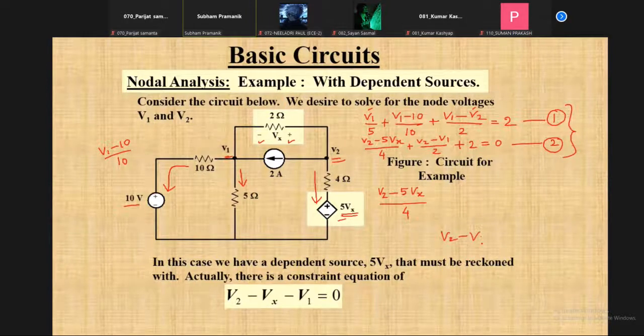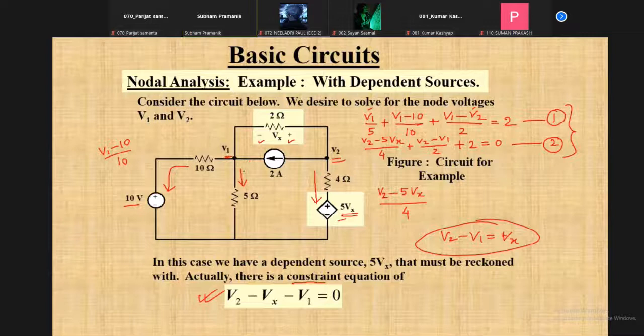Same thing, so I use KVL there. V1 plus Vx equal to V2. You see, whenever I mark V1, that means it is the voltage measured with respect to ground. Similarly, V2 is the voltage of this node with respect to ground. So basically, if you consider this entire loop, voltage V1 across this, then Vx, so Vx plus V1 is equal to V2. You can also go through that way.